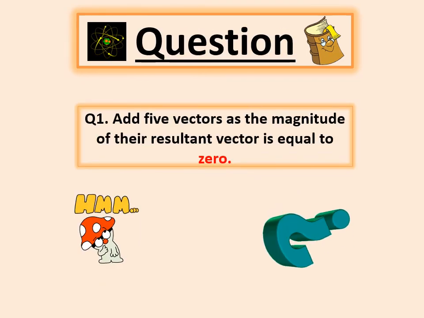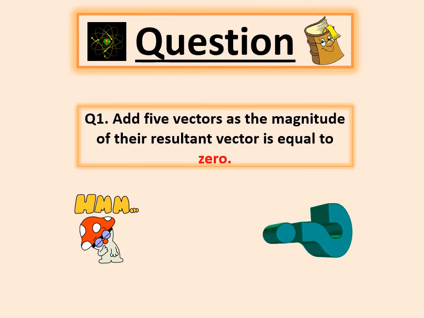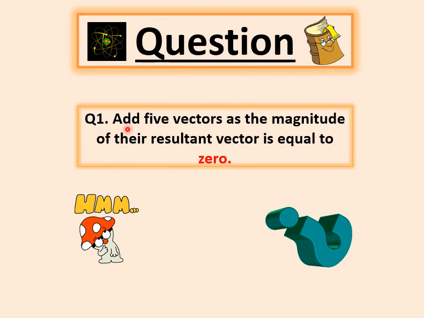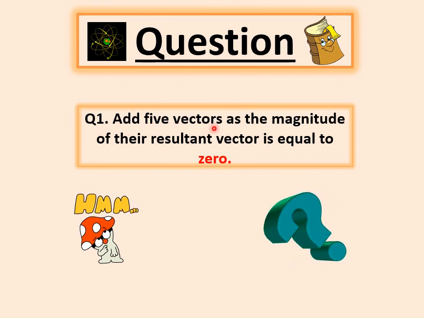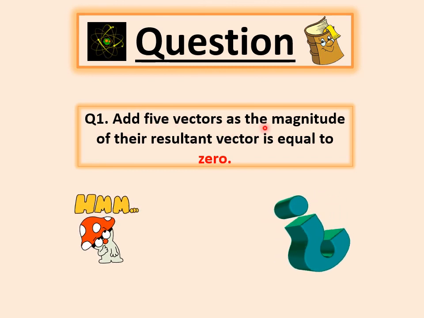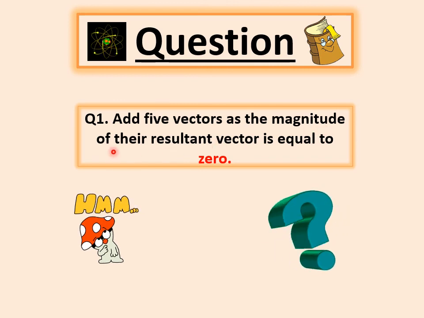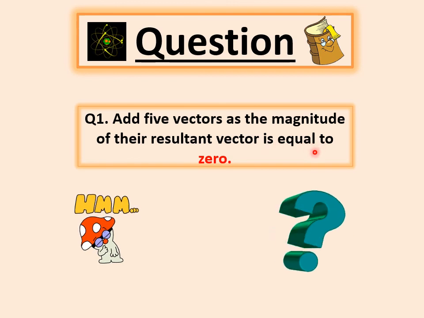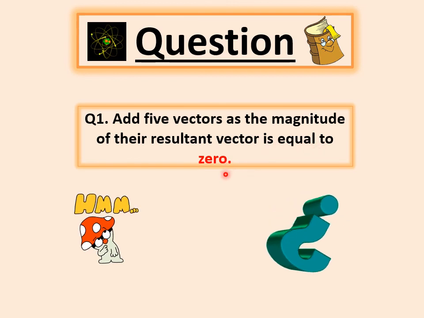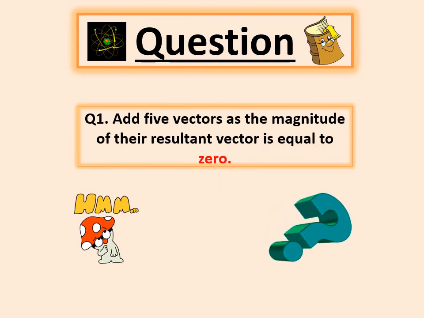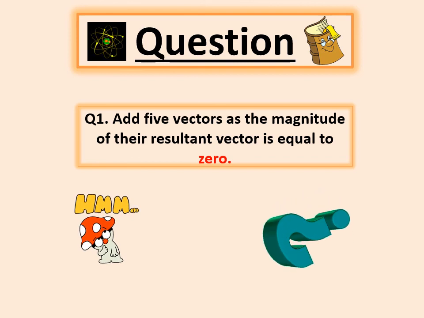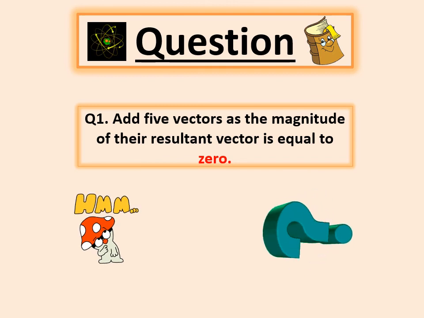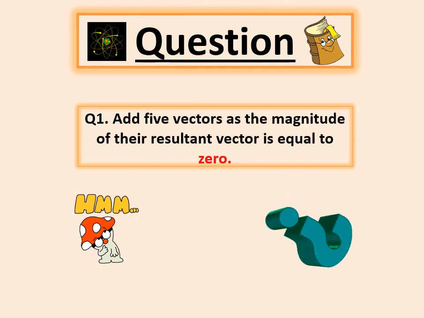नाउ स्टूडेंट्स, टुडे वी हैव वेरी सिंपल क्वेश्चन. क्या करेंगे आप? नाउ वी हैव क्वेश्चन नंबर 1. Add 5 vectors as the magnitude of their resultant vector is equal to 0. ठीक है स्टूडेंट्स, 5 vectors according to head to tail rule इस तरह से ऐड करेंगे कि उनका रिजल्टेंट जो हो उसका मैग्नीट्यूड 0 आ रहा हो, ठीक है.